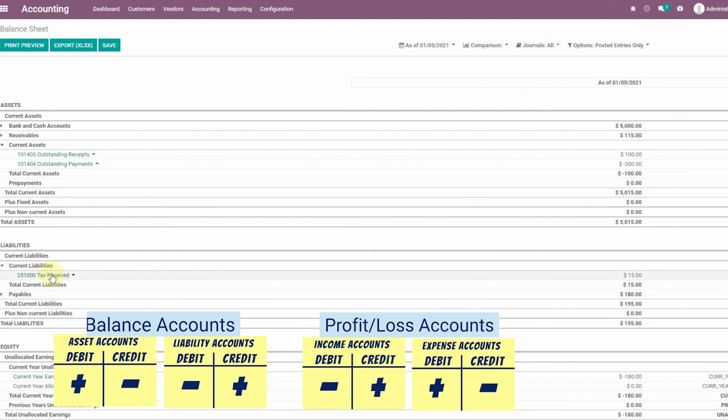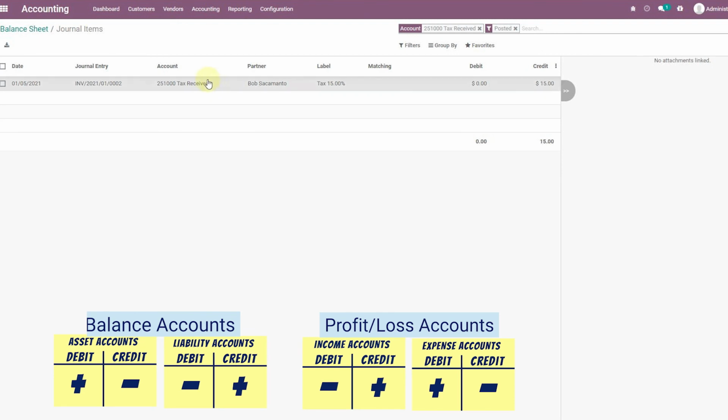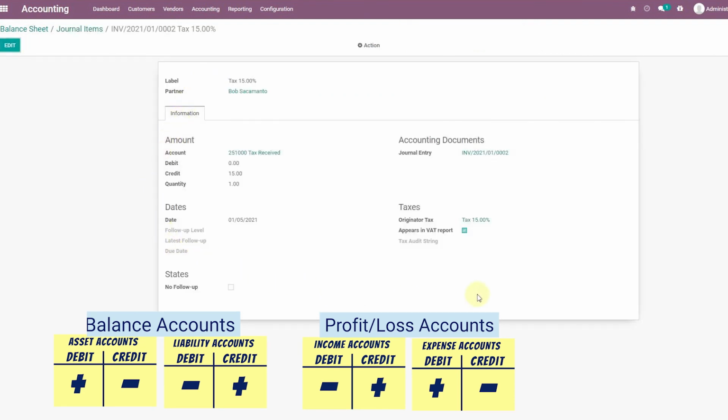And if we click on this so that we can drill down into our journal items, this gives us a real detail of our journal item, exactly how much, and we can see here it's a credit. So it was a $15 credit. So we now know, as we've always known, remember, accounts payable is a liability account. Tax received, it's a liability account. All liability accounts are increased by credits. All asset accounts are increased by debits.